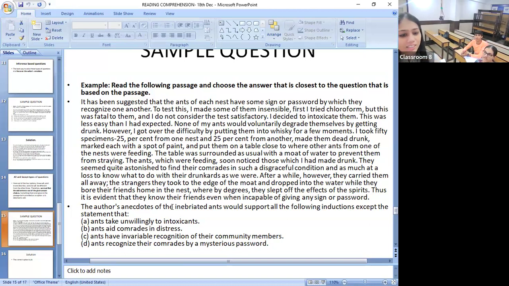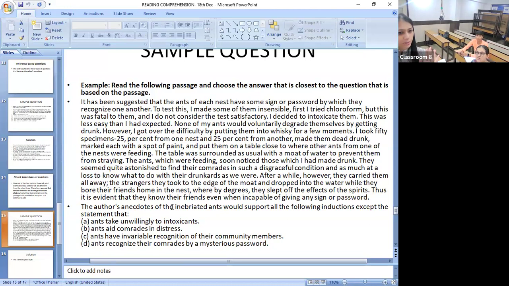Recognizing their comrades means ants recognize each other. So where is it written here? In the first line. It has been suggested that the ants' nest have some sign or password by which they recognize one another. I agree with your lines. Now you read the second line. To test this, I used some intoxicant.